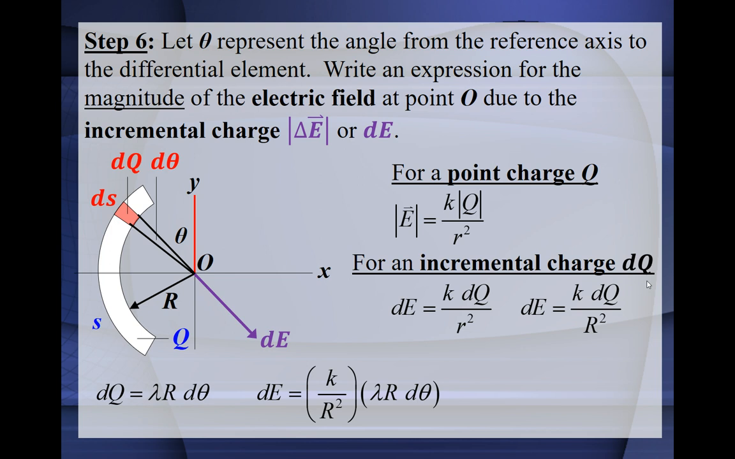And as you can see here, this R on the top and this exponent 2 are just going to cancel off, which would then leave you with an equation that tells you dE is equal to k times lambda over capital R, and then multiplied by d theta. So that's the electric field due to this incremental, this differential arc length section at point O in terms of d theta.